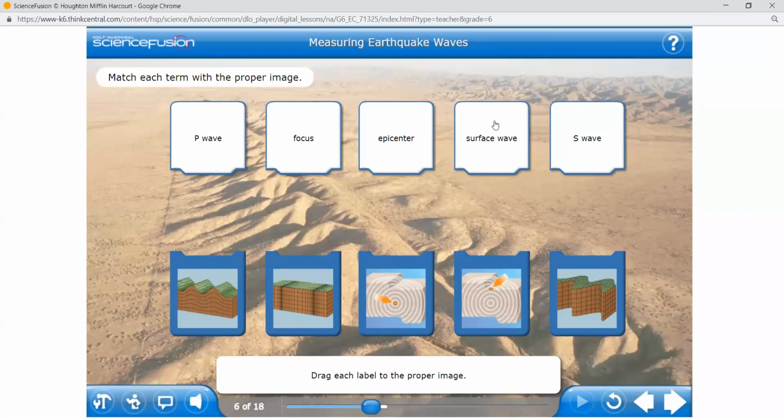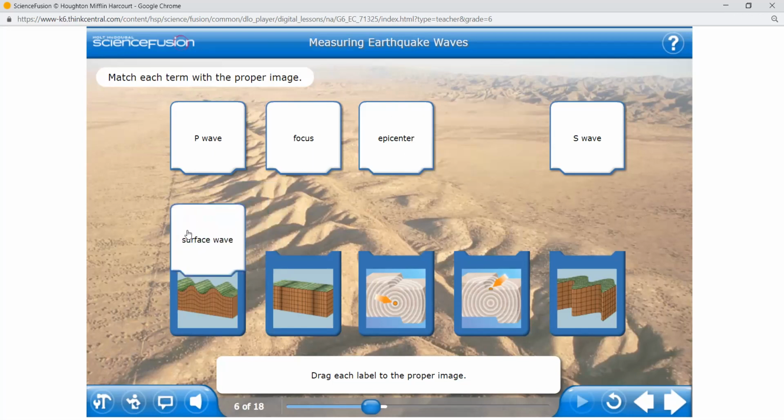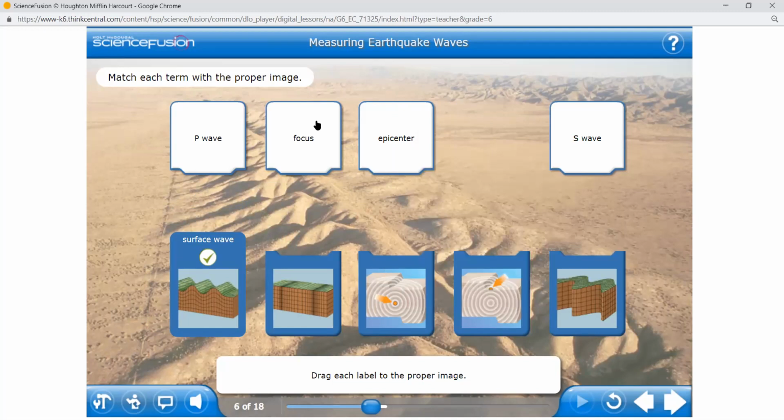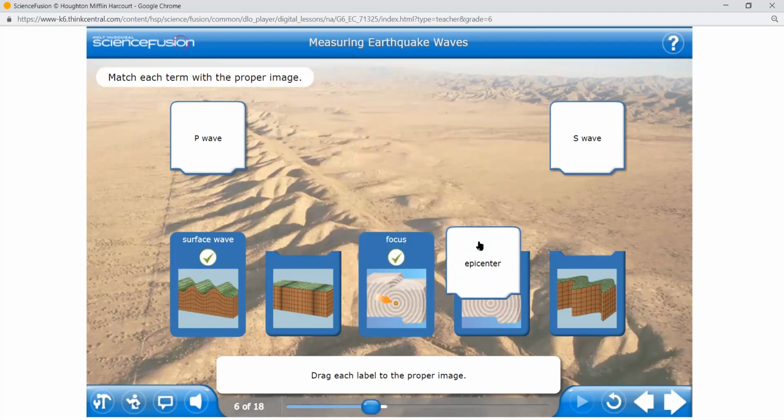The third one? When I talk about wave, which picture do you see a wave in? Surface. Oh, the first one. Yes, the first one. Now, Judy, can you tell me which is epicenter and which is focus? Focus is the third one. The third one is the focus, and the epicenter is above the focus.